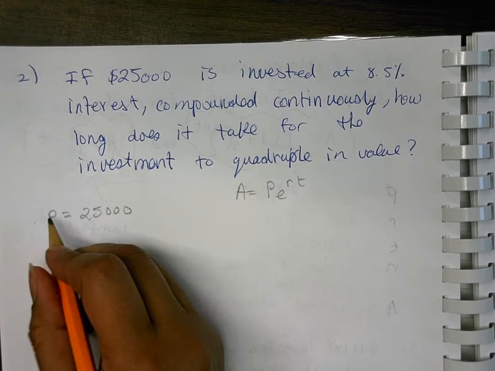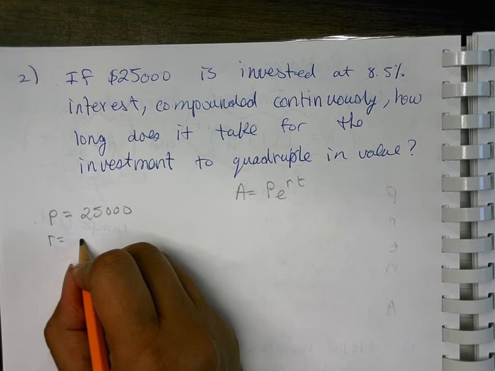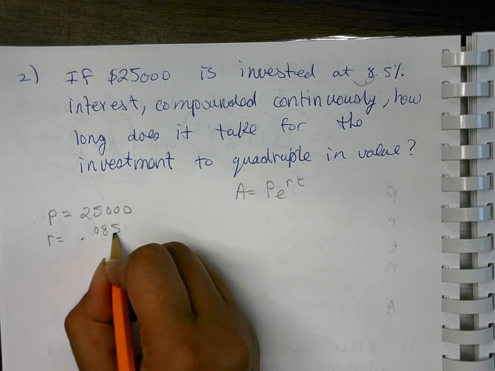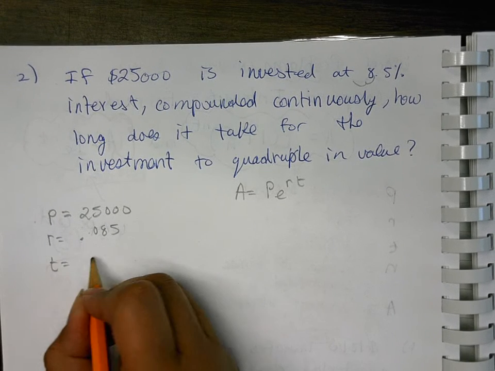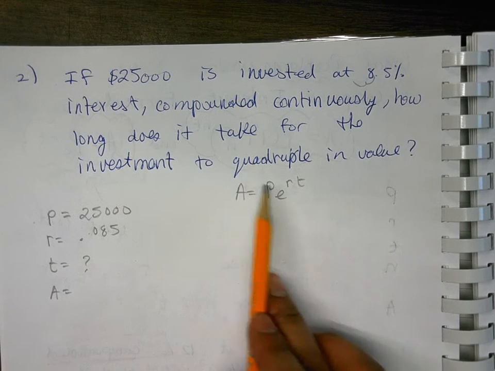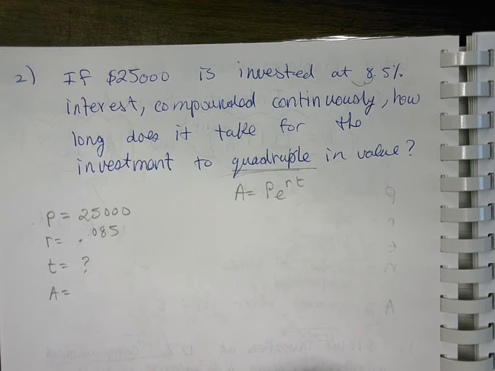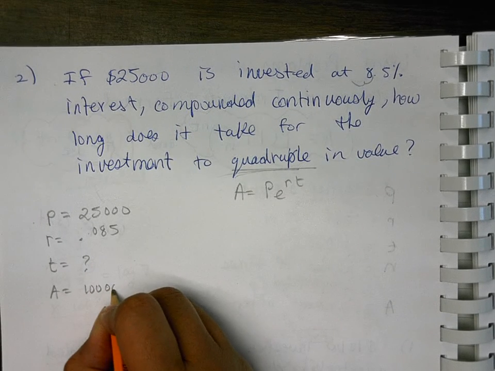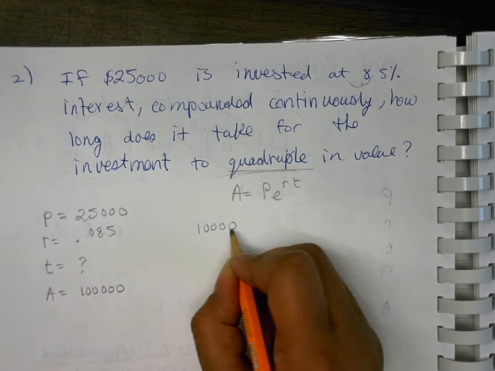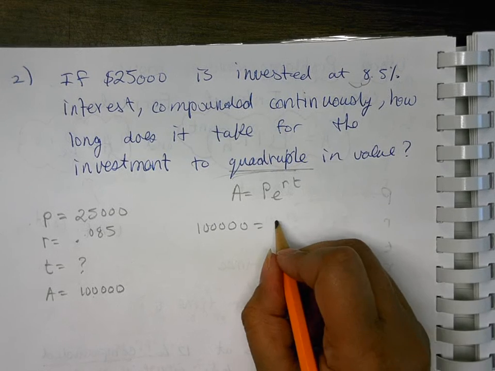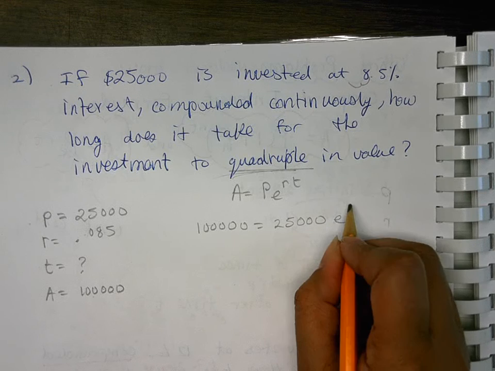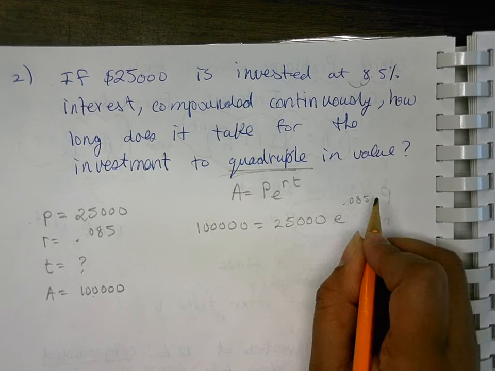R is as a decimal. Move it over 2 places: 0.085. Time, we know what we're looking for. And A, the amount after, we want it to quadruple, so what's 25,000 times 4? 100,000. So 100,000 equals 25,000 e raised to the 0.085 t.